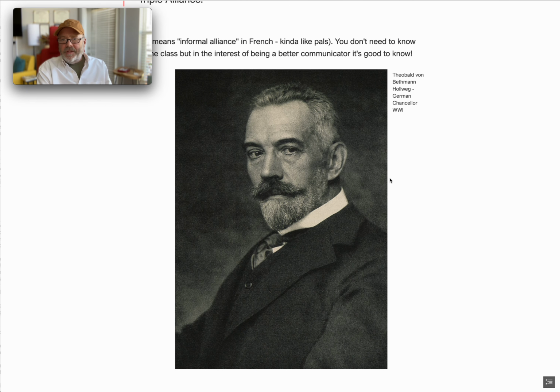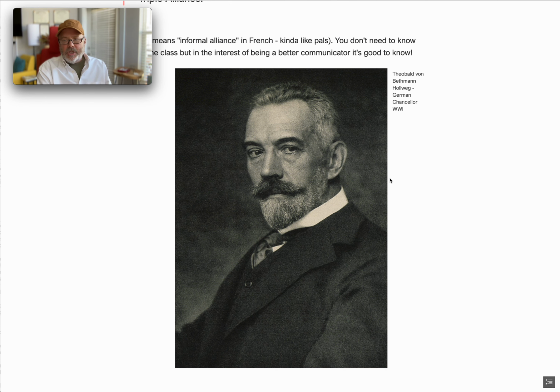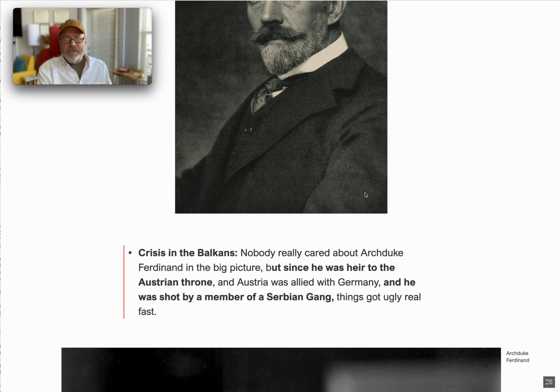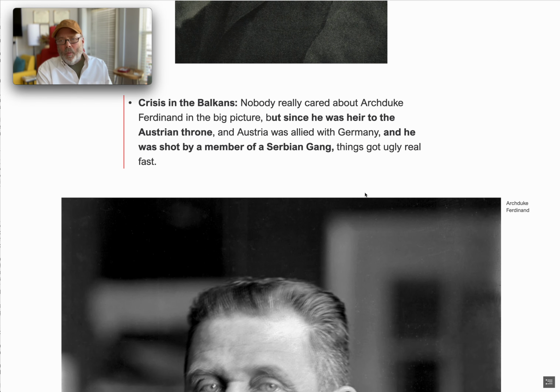Here's a picture of Theobald Bethmann Hollweg. He's the German chancellor at the beginning of World War One. I think he looks like the guys from the Dos Equis ads. But anyway, what's the start of World War One? Again, it's a European war, so the start of it is obviously a European thing. There's a crisis in the Balkans is the way your book tackles it.